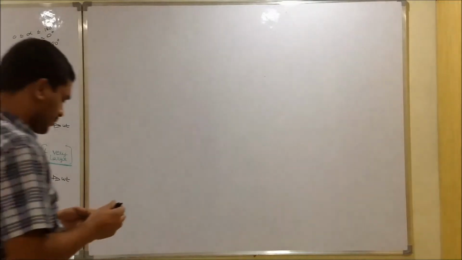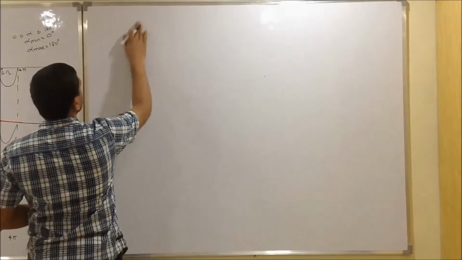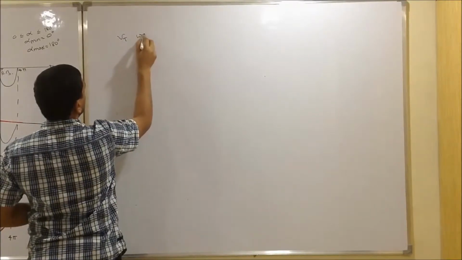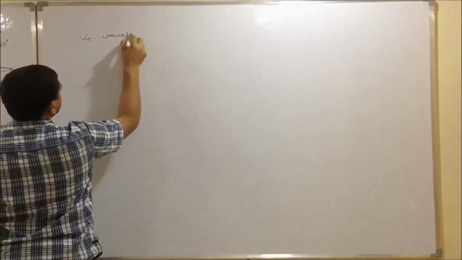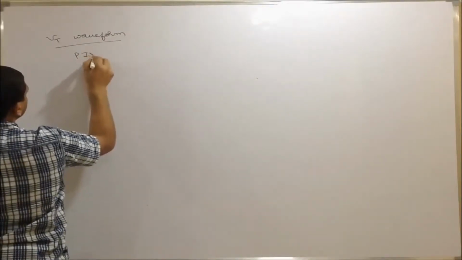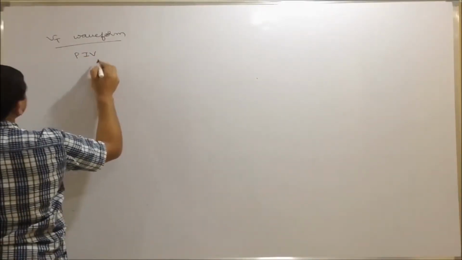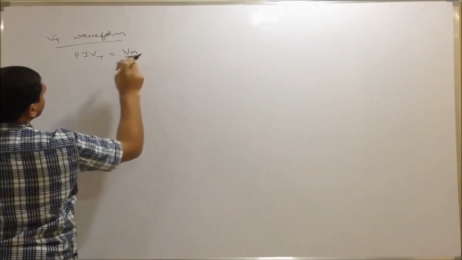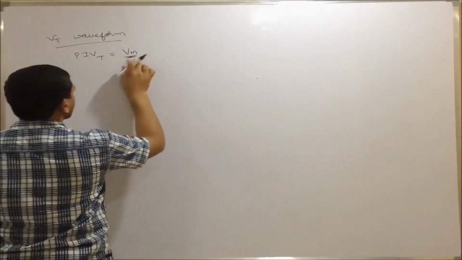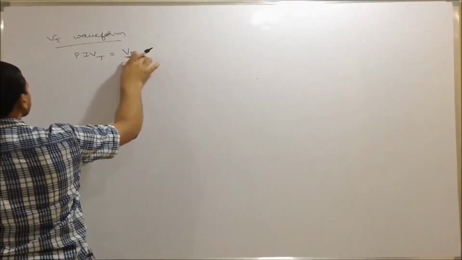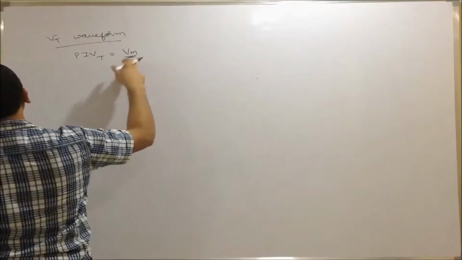And also from the Vt waveform, we can calculate the peak inverse voltage across the thyristor, that is Vm. Simply go to the waveform. This is the maximum reverse voltage that occurs across SCR, that is Vm directly.